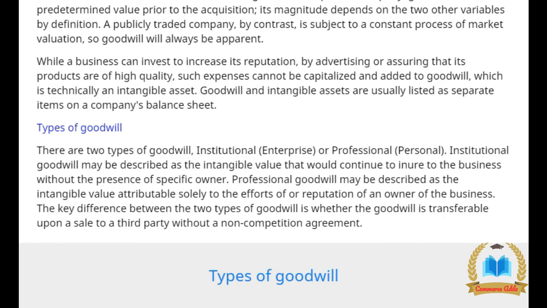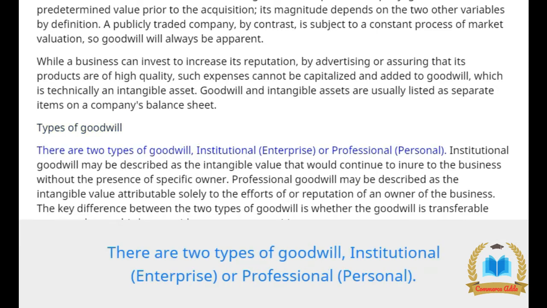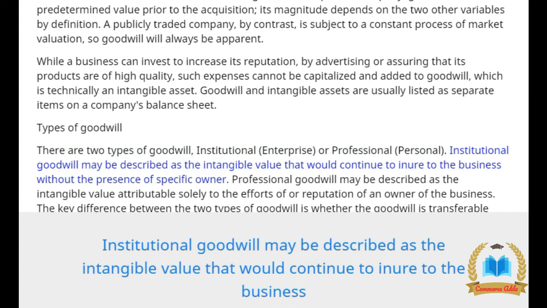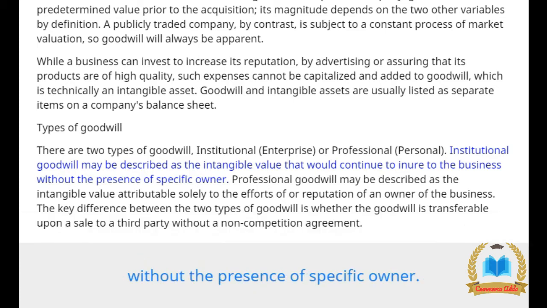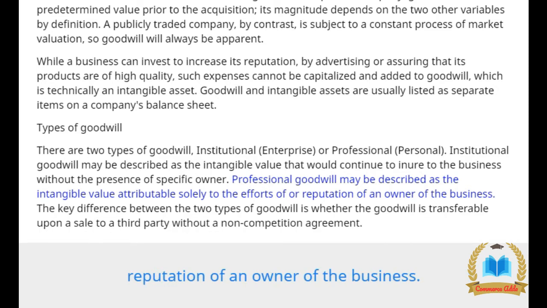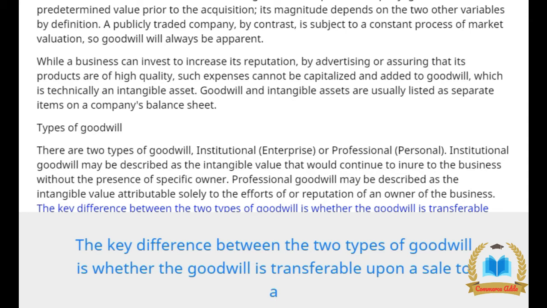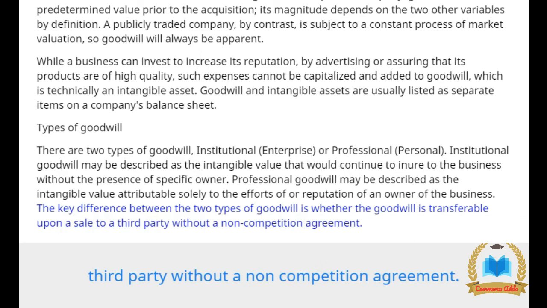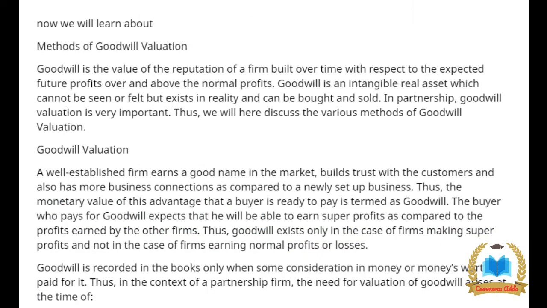Types of goodwill. There are two types of goodwill: institutional, or enterprise, and professional, or personal. Institutional goodwill may be described as the intangible value that would continue to inure to the business without the presence of a specific owner. Professional goodwill may be described as the intangible value attributable solely to the efforts or reputation of an owner of the business. The key difference between the two types of goodwill is whether the goodwill is transferable upon a sale to a third party without a non-competition agreement.